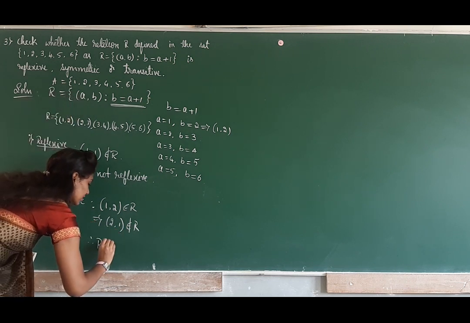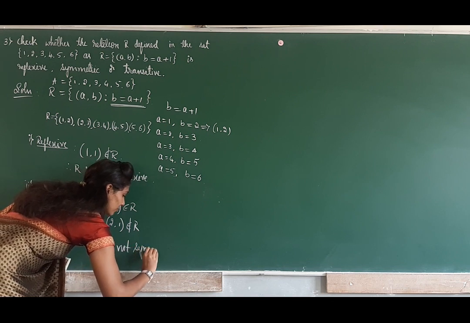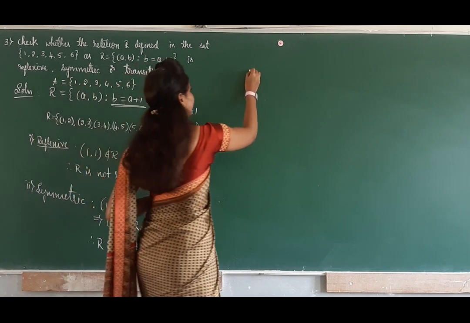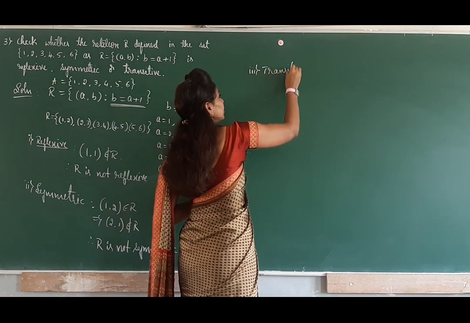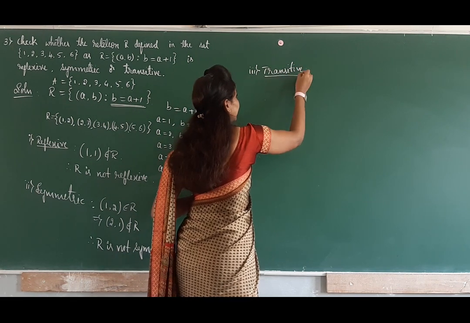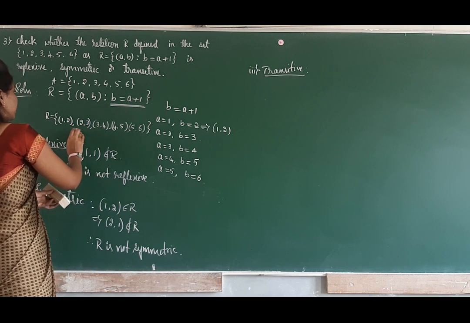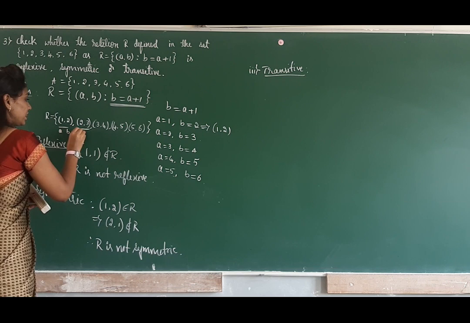Therefore, R is not symmetric. R is not symmetric. And the third one, transitivity. For transitivity, take any two ordered pairs, with the second ordered pair starting with the second element of the first ordered pair. That is 1, 2 and 2, 3. This is AB, this is BC.